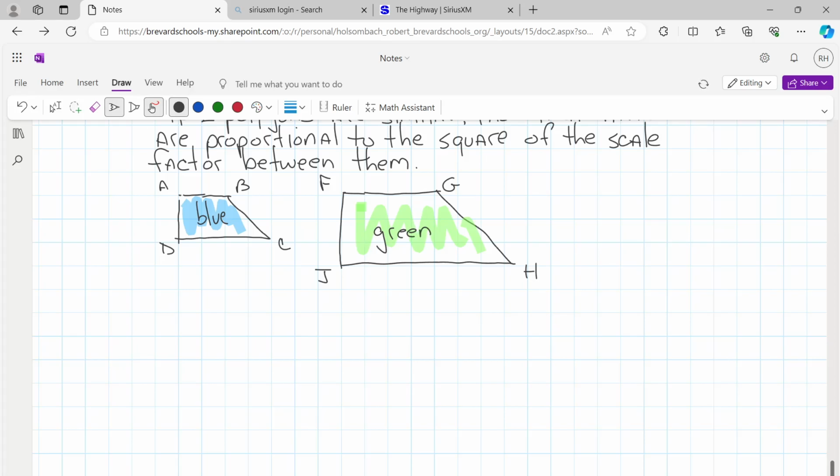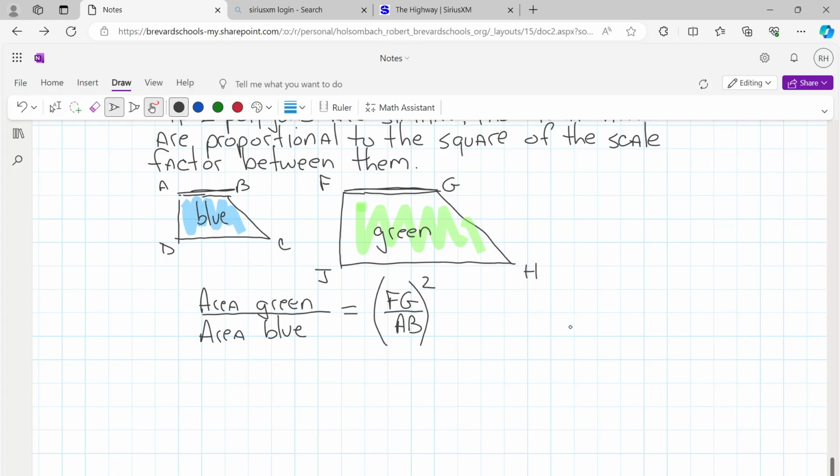What they're saying is, and then they went and switched the order, but area of green over area of blue, meaning the area of the green quadrilateral over the area of the blue quadrilateral, is equal to one side over the green, which is FG, use that top piece right here, over AB squared.